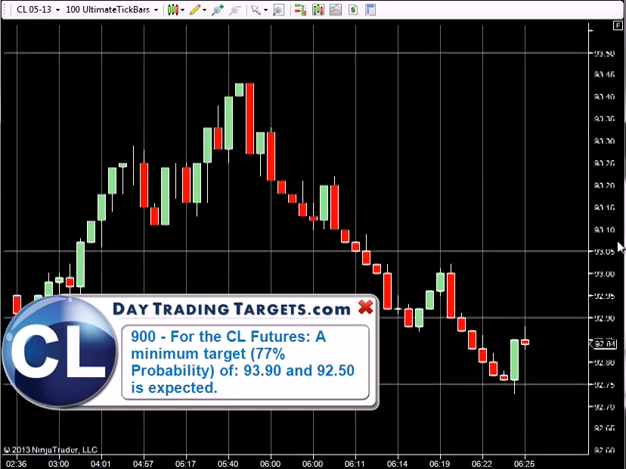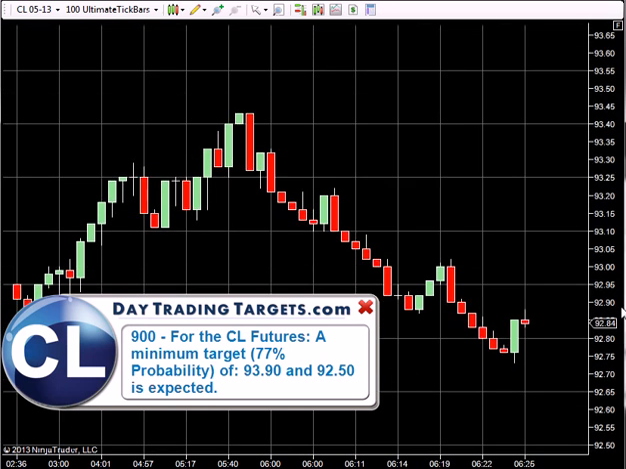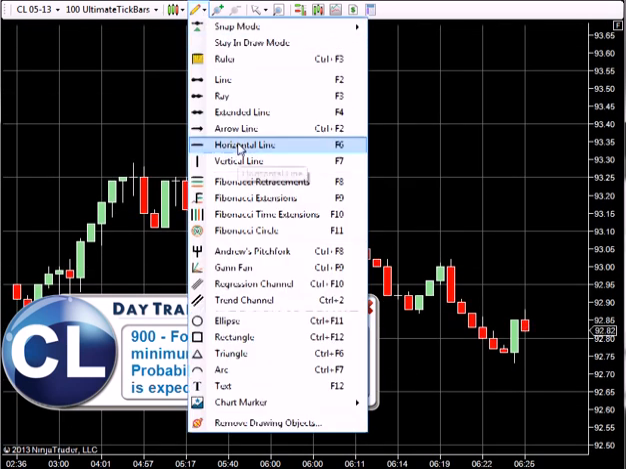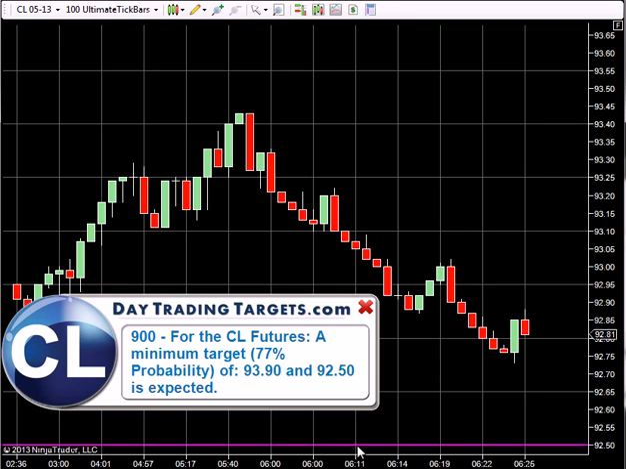And what I would do at that time is I would come over to my chart and I would simply mark out that 92.50. Now I have NinjaTrader here, and this is a platform that I've done a lot of work on. And so you may be using an entirely different platform for day trading targets. It doesn't really matter which trading platform you're using.